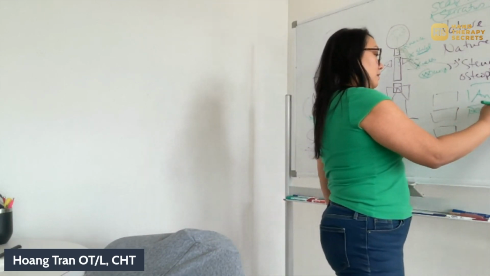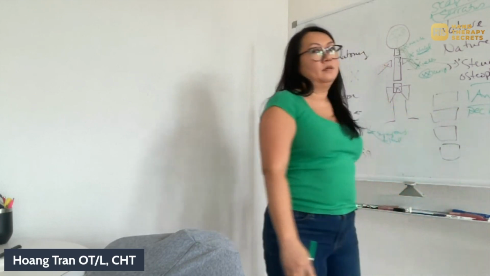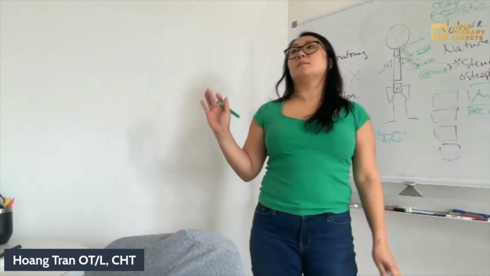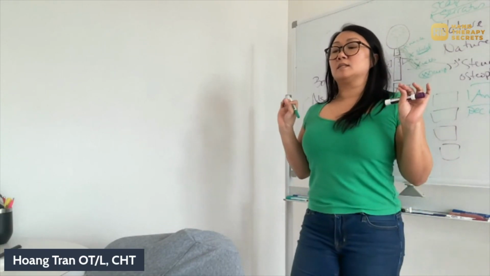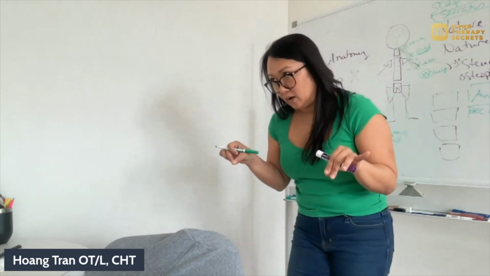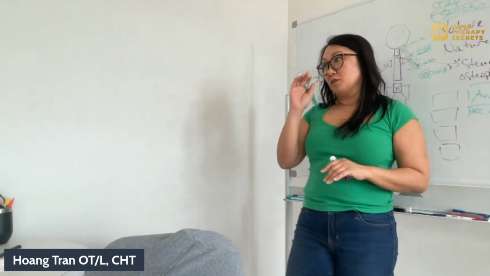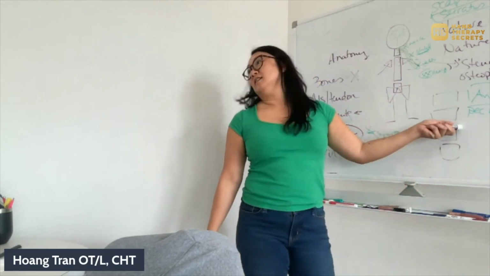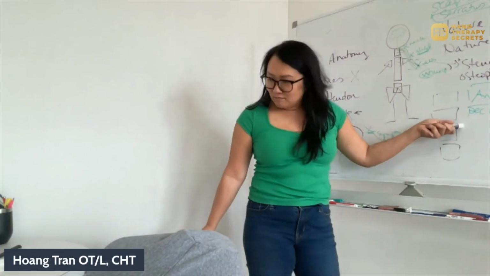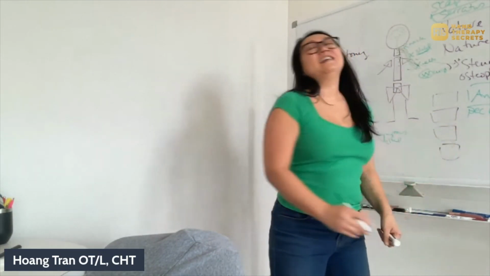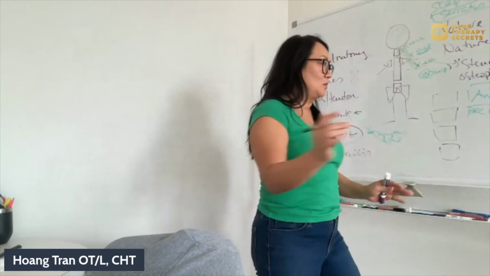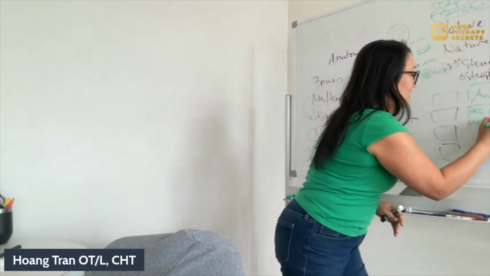Close. Her pec minor is working overtime because the pec minor is attached to the coracoid process that is pulling the head down, right? What else? You said it earlier. Say it again. Say it loud for the people in the back. No, I don't know what I said. The traps. It's not any trap. It's the upper trap.